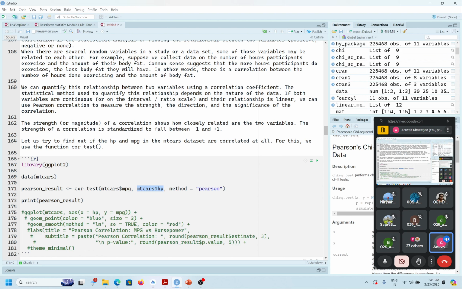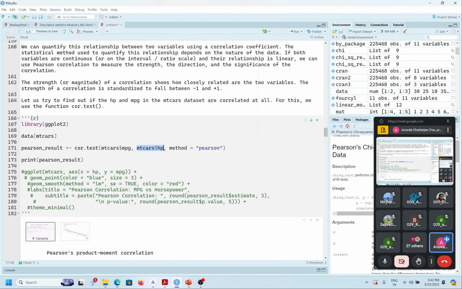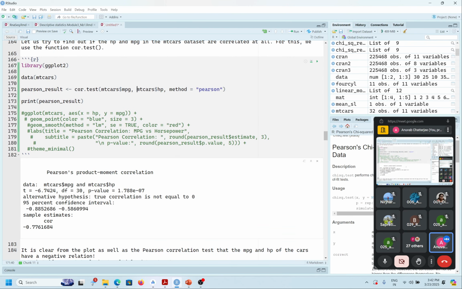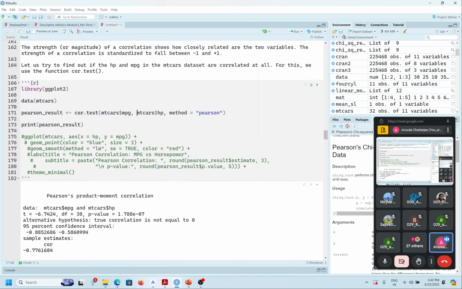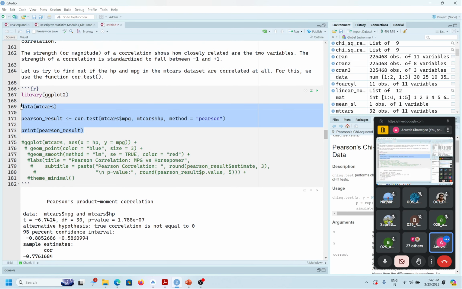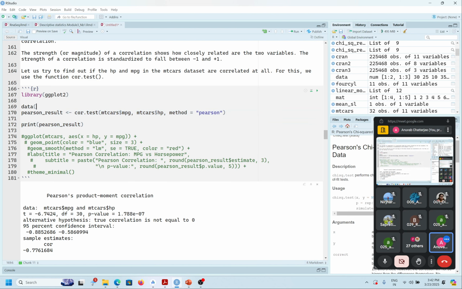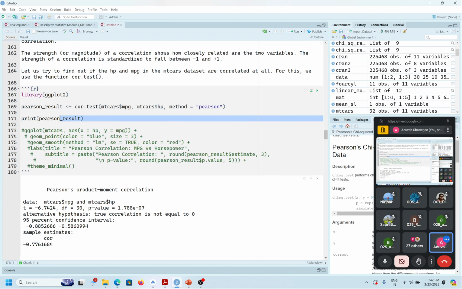So in that case I will run the function cor.test followed by the first variable and the second variable. As easy as that, and then print the result. So go ahead and write these lines down. Run these two and see what you are getting.